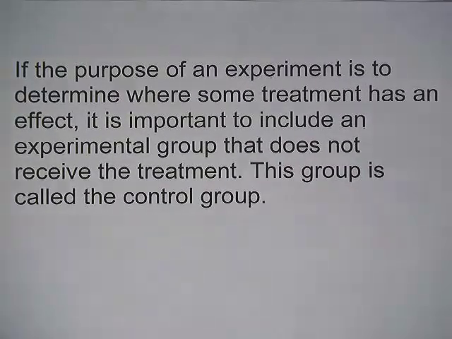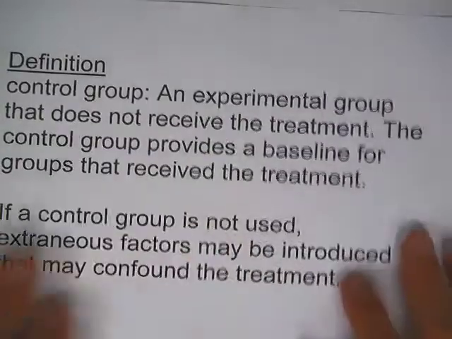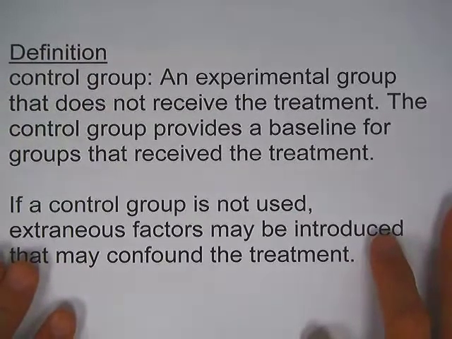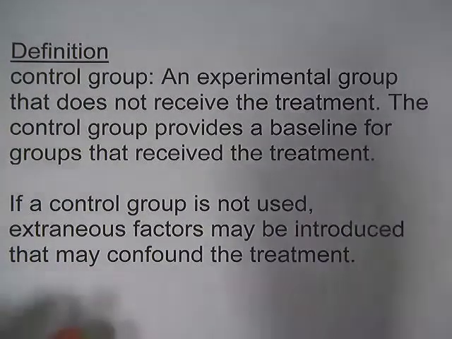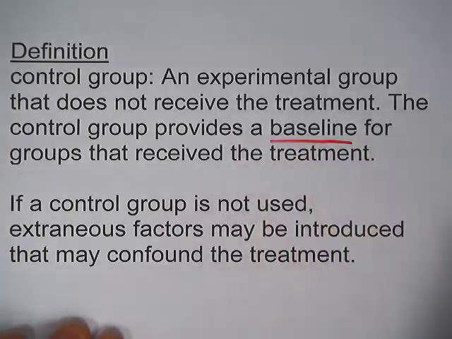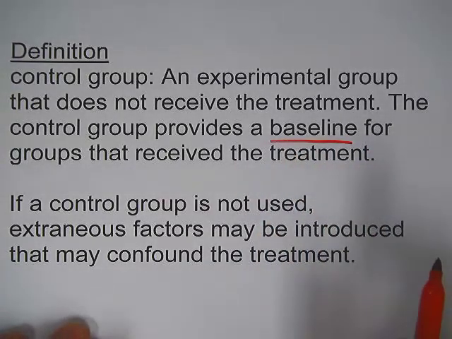So if the purpose of an experiment is to determine whether some treatment has an effect, it is important to include an experimental group that does not receive the treatment. This group is called the control group. So the control group is an experimental group that does not receive the treatment. The control group provides a baseline for the groups that receive the treatment.